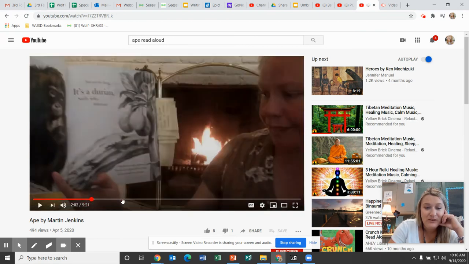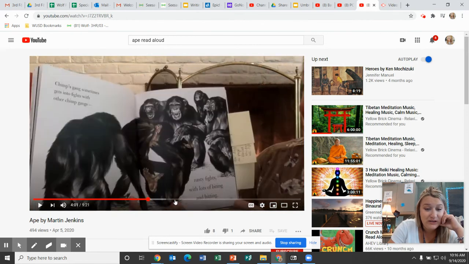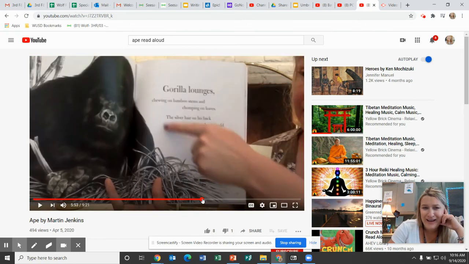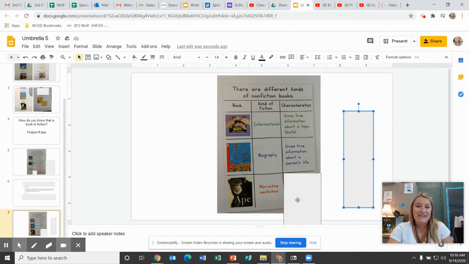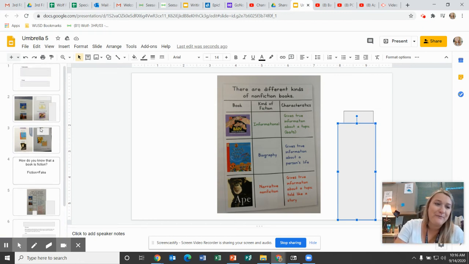It's explaining something that the ape is going through. It says chimp gangs sometimes get into fights with other chimp gangs. Bonobo chatters and hoots. So it's explaining about these animals. And I'm excited to actually read this book because it's a very pretty book. So, a narrative nonfiction is a story that's real. A characteristic of that is gives true information about a topic told like a story. True, told like a story, like a narrative that we're writing. Easy peasy.